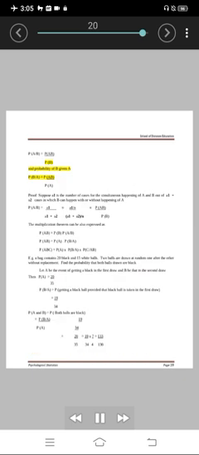Conditional probability and Bayes' theorem. If two events A and B are dependent, that is, when B can occur only when A is known to have occurred or vice versa, then the conditional probability of A given B, P(A|B), equals P(A∩B) over P(B), and the probability of B given A, P(B|A), equals P(A∩B) over P(A).